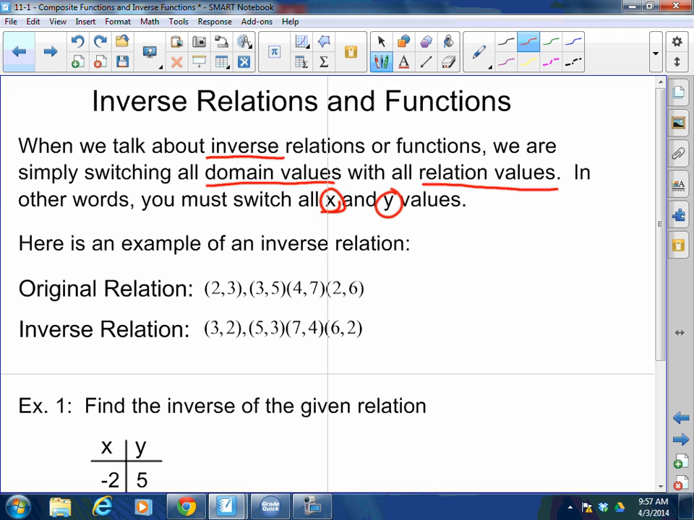And that's wrong. This word should not be relation values. It should be range values. Sorry.